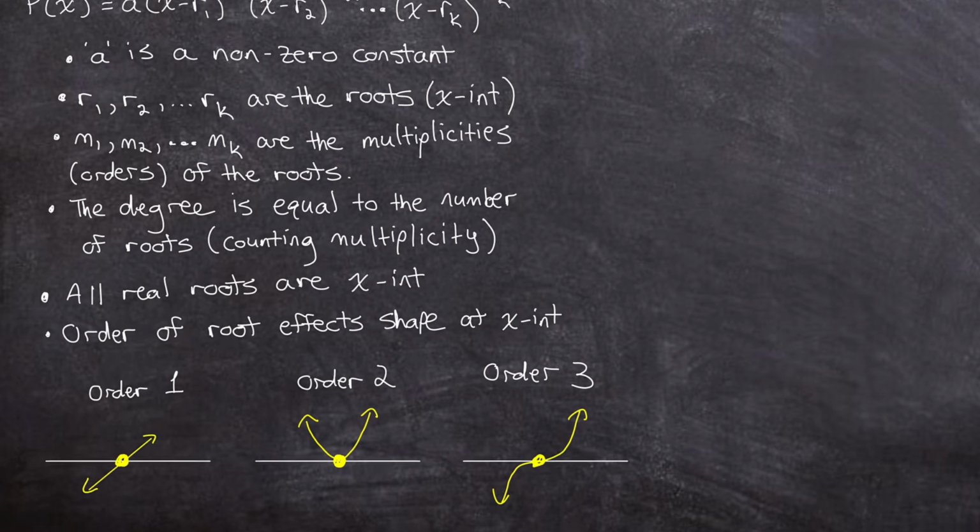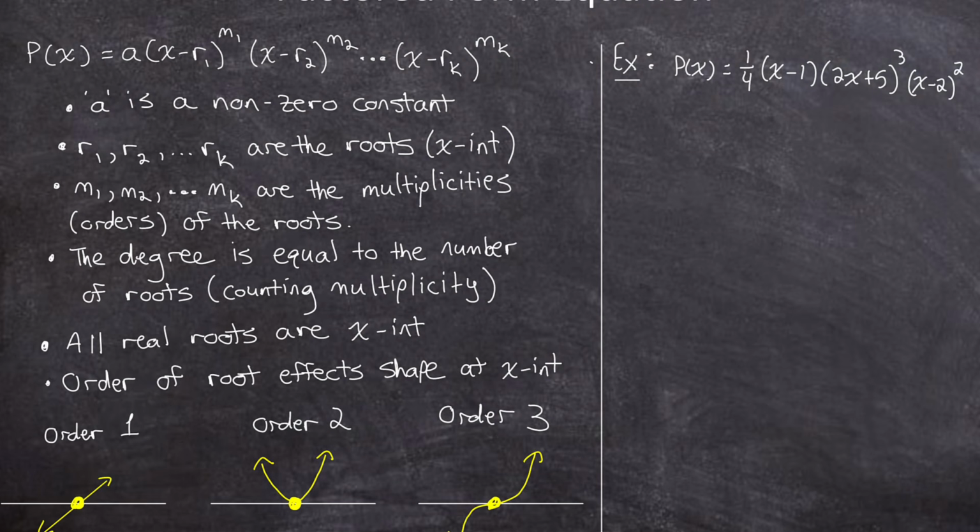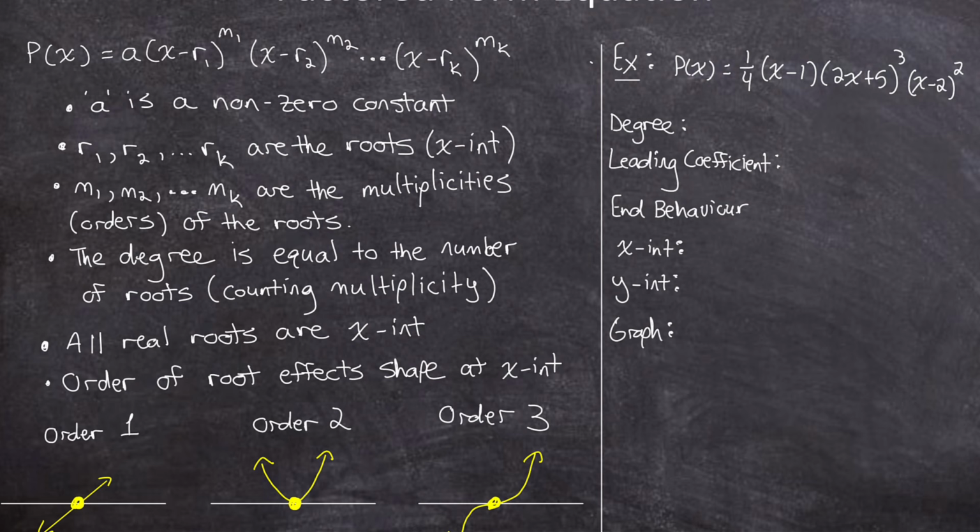And now let's try an example where I give you a factored form equation, and we state a bunch of properties and do a rough sketch of its graph. So for this polynomial function that's in factored form, we're going to state a bunch of properties. Let's actually start with the x-intercepts.